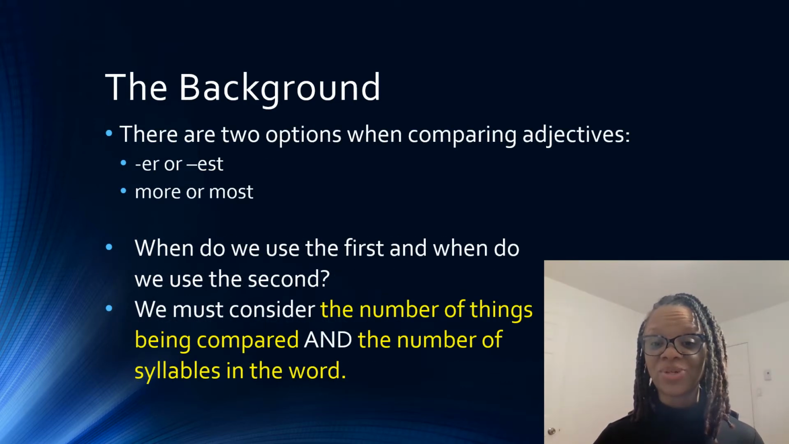Now, there are two options when comparing adjectives. You can either use the ER or EST form or more and most. But when do we use the first and when do you use the second? We must consider two things. One, the number of things being compared, and two, the number of syllables in the word.